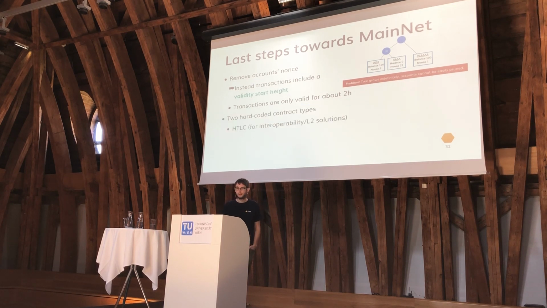Okay, so what else did we add? We have 2 different types of contracts. We have HTLCs, you have seen them before as well, and I'll introduce them later on in my talk as well. And HTLCs, why did we add them to our blockchain? Because we want to have interoperability and potentially layer 2 solutions. That's why we have that.